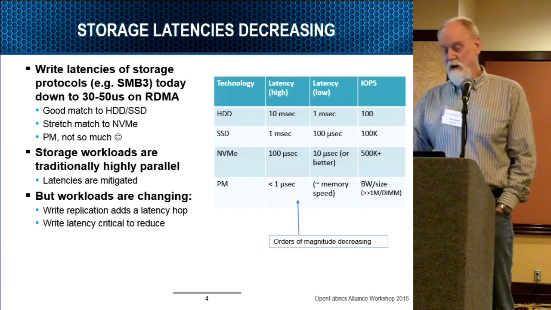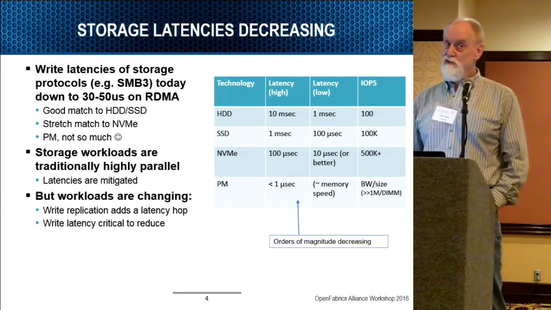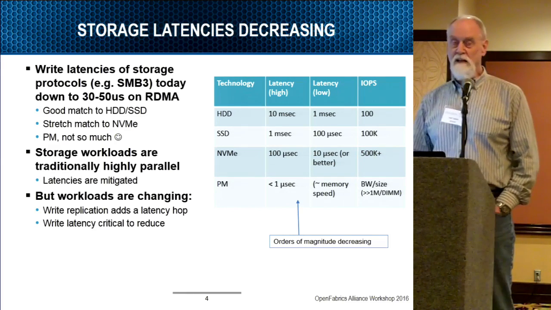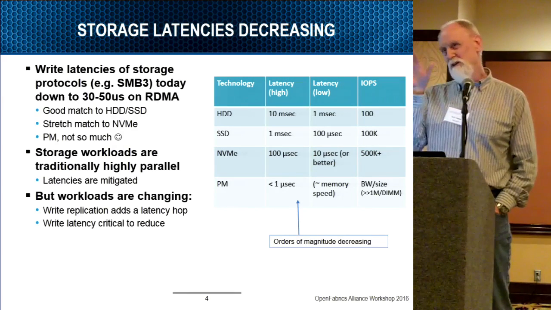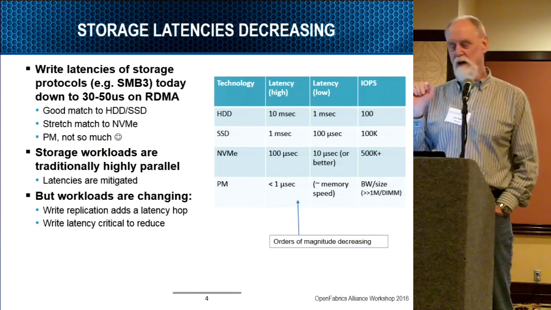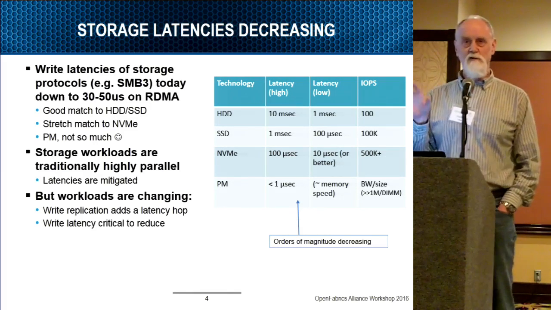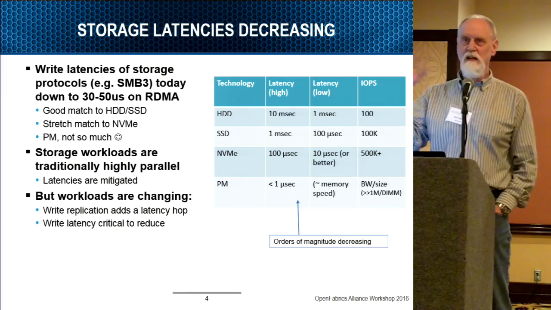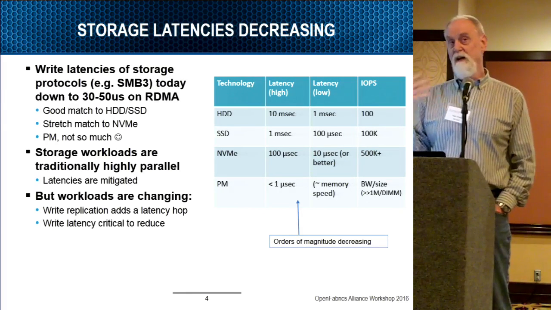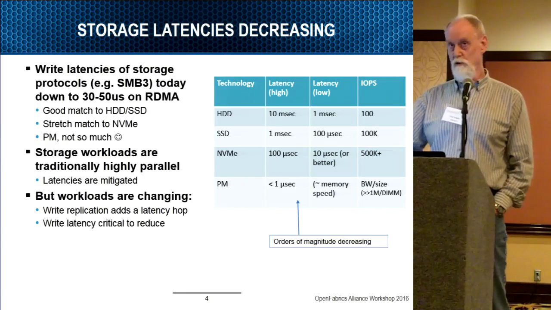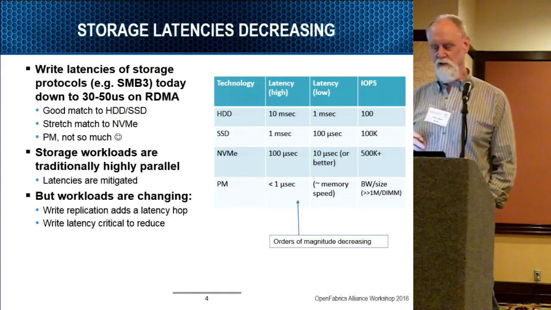And you've seen this before. I'll skip a few RDMAs or review specific things, but storage latencies are decreasing. The write latencies of these storage protocols that I mentioned on the previous slide are currently in the 30 to 50 microsecond range via RDMA. They're a good match to HDD and SSD storage, right? That's way less than HDD and about the same as SSD. They're a stretch match to NVMe, right? NVMe has local storage on the backside of a server, which is in the 10 to 50 microsecond range.